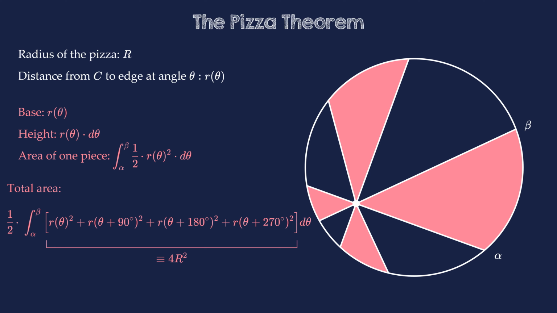Concretely, it's 4r squared. We can pull this constant out of the integral and solve it to get the appropriate ratio of the full area of the pizza, which is what we expect if n people share a pizza circle of radius r and everyone gets the same overall amount. All that's left to do is to prove that the sum of these four radii really is constant.